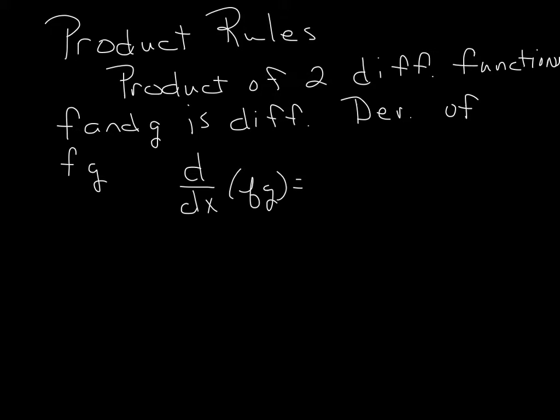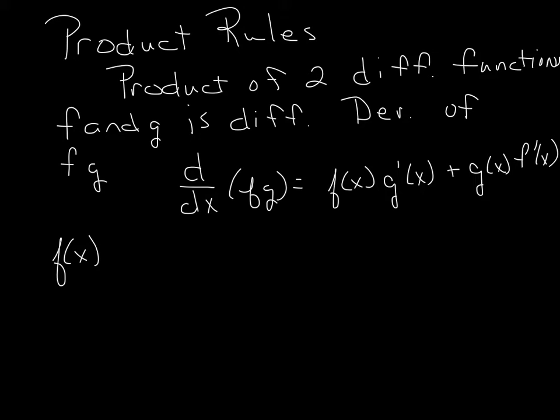The derivative of f times g is the first function times the derivative of the second function plus the second function times the derivative of the first function. The first function times the derivative of the second plus the second times the derivative of the first. So let's just look at a function here that is a product and apply the derivative rule.